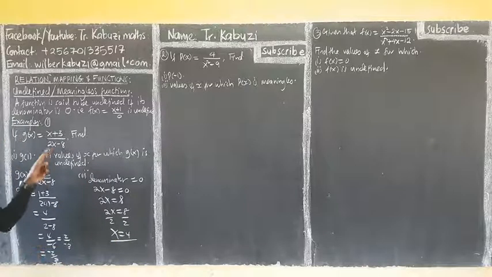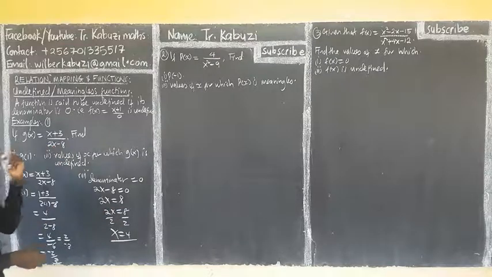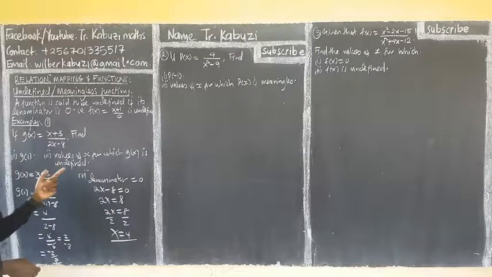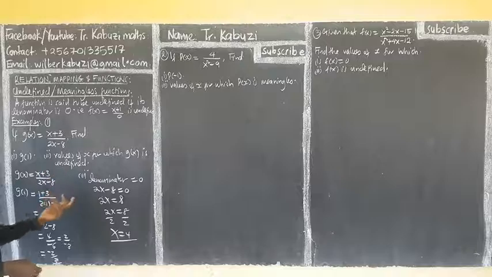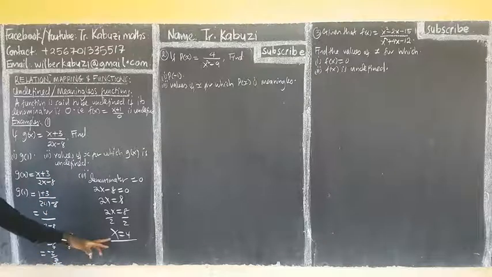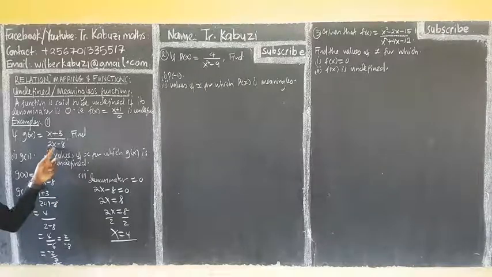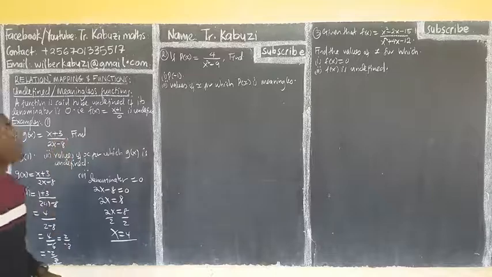Why do we say that? Because when you put 4 here, you'll have 2 times 4, which is 8. 8 minus 8 is 0. So this value is going to make this function undefined, because when you put it in the denominator, it's going to make it 0, which will be undefined.